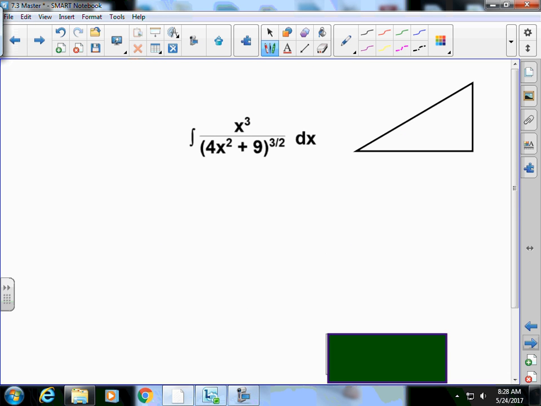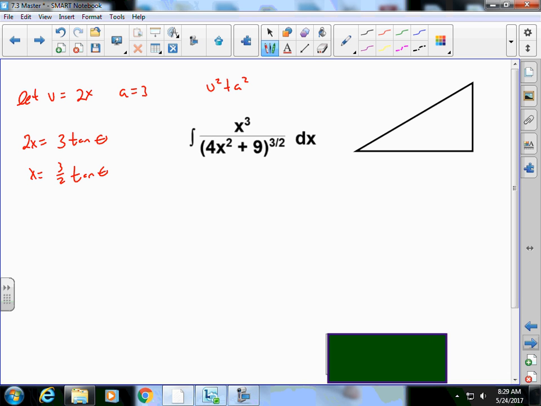So we're going to look at this problem. I have x cubed over 4x squared plus 9 raised to the 3 halves dx. Well, let's look at what we have. We're going to let u this time be equal to 2x, not 4x squared, or not x. a is equal to 3. So it looks like we're in the form of u squared plus a squared, which means we're using tangent theta. So we could say that 2x is equal to 3 tangent theta, or we could say x is equal to 3 halves tangent theta.